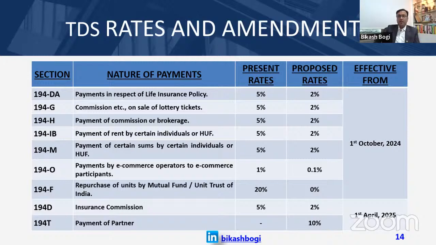So you need to check which provisions are applicable in your organization, and accordingly you need to take action against these items.